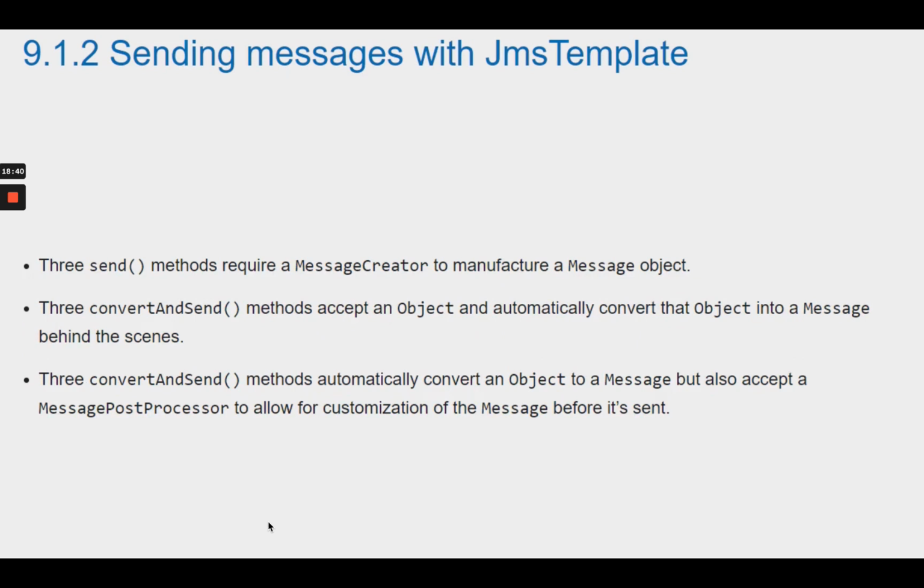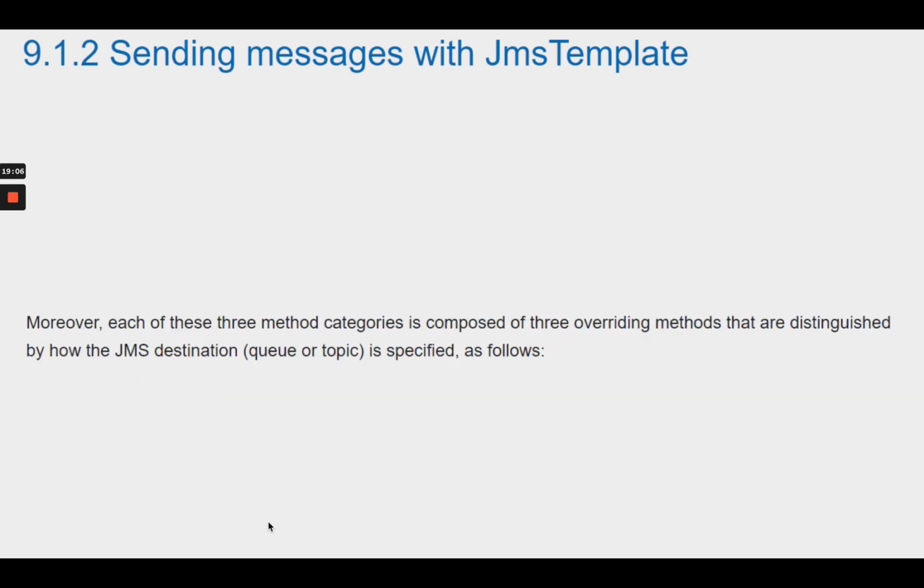Three send methods require a message creator to manufacture a message object. Three convertAndSend methods accept an object and automatically convert that object into a message behind the scenes. Three convertAndSend methods automatically convert an object to a message, but also accept a message post processor to allow for customization of the message before it's sent.